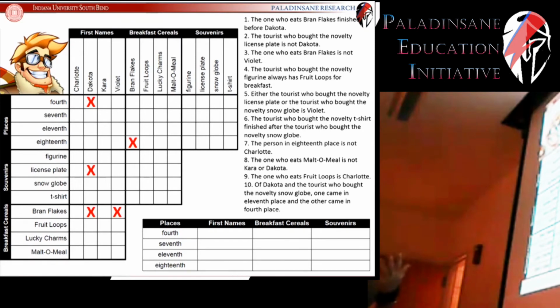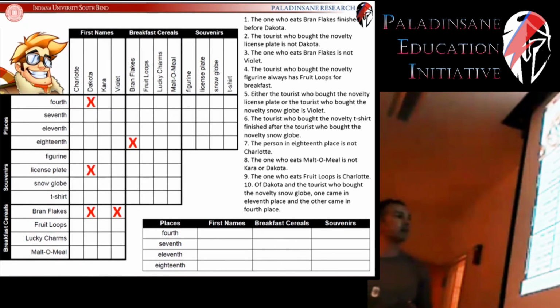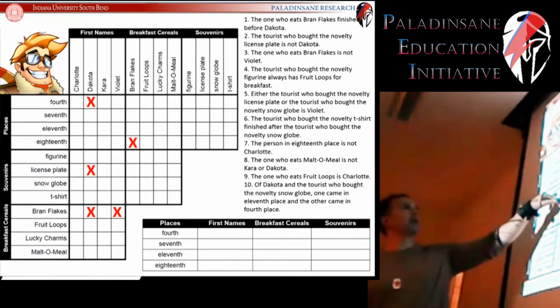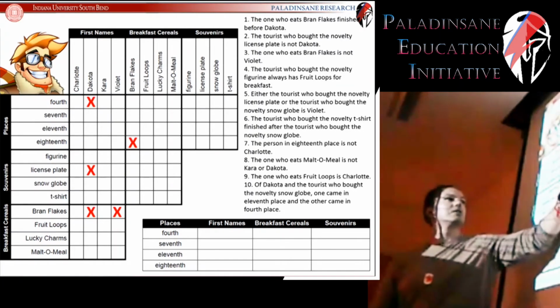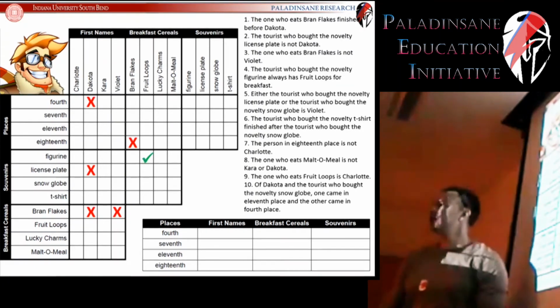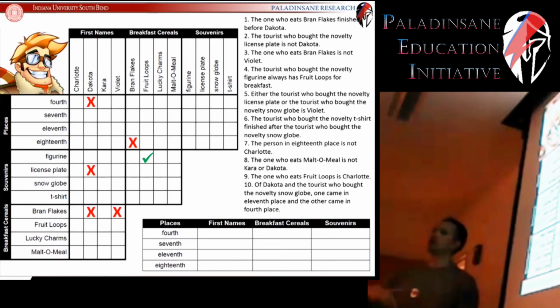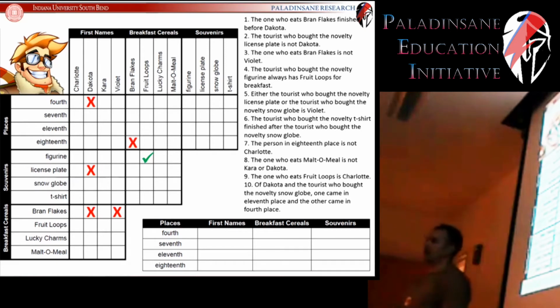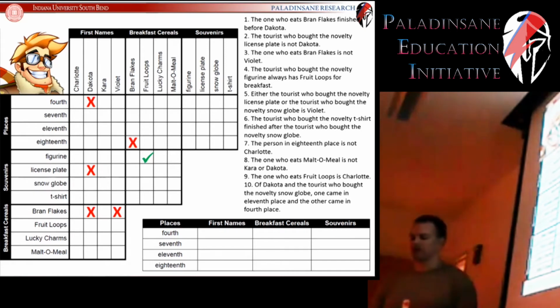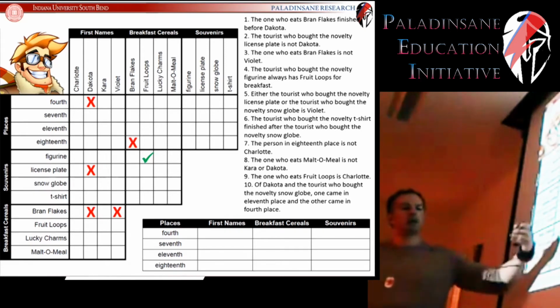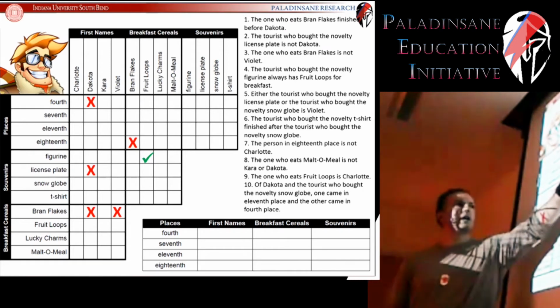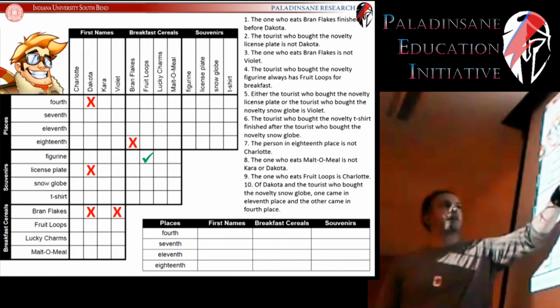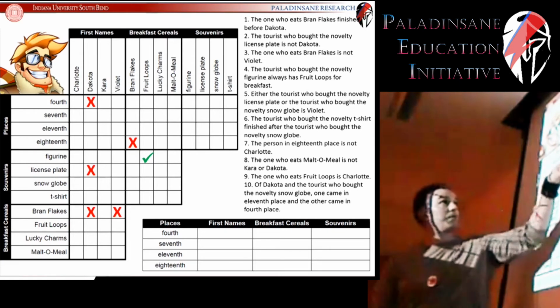The tourist who bought the novelty figurine always has Fruit Loops for breakfast. So in that case, we can go to figurine and see where it intercepts Fruit Loops, and we can put a check mark there because those two do go together. And once you get the check mark, and this is part of the strategies to help you with your deductions, once you get the check mark, that means that is that intersection.